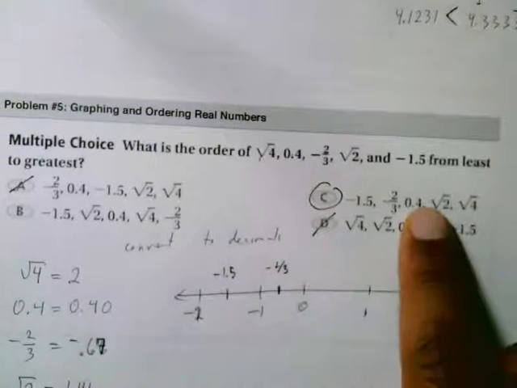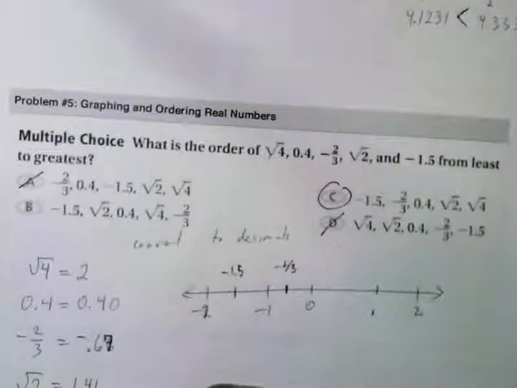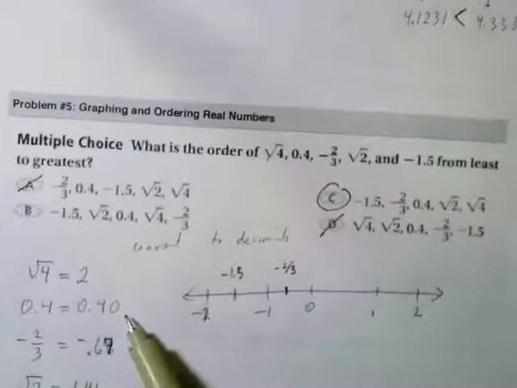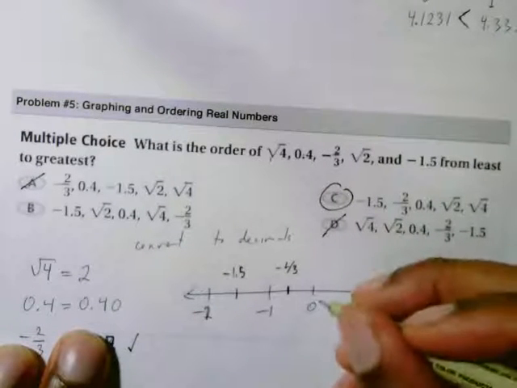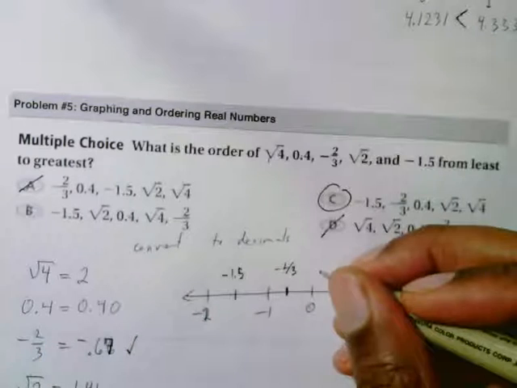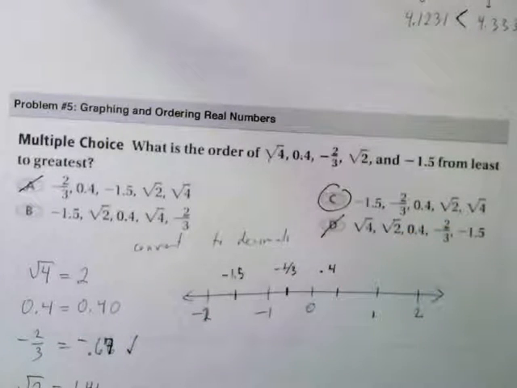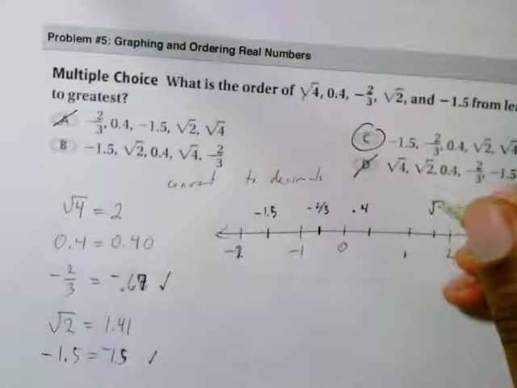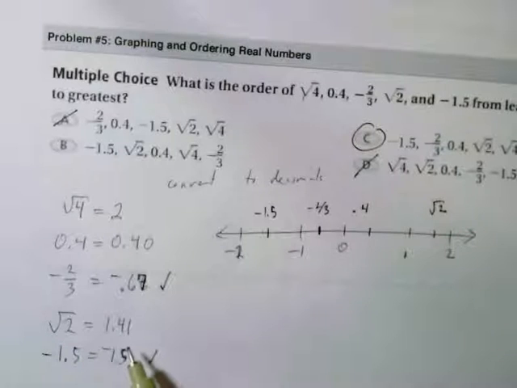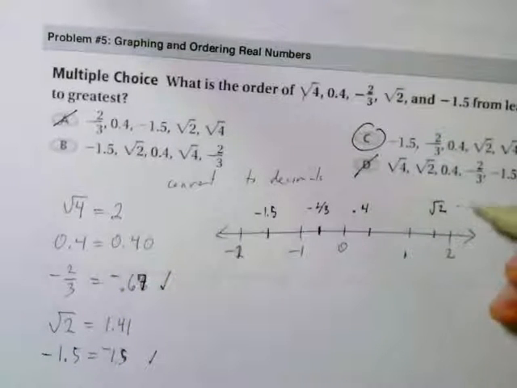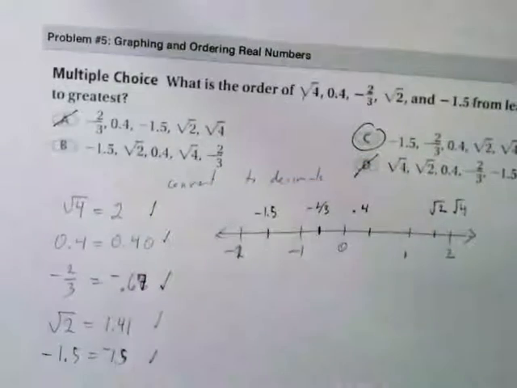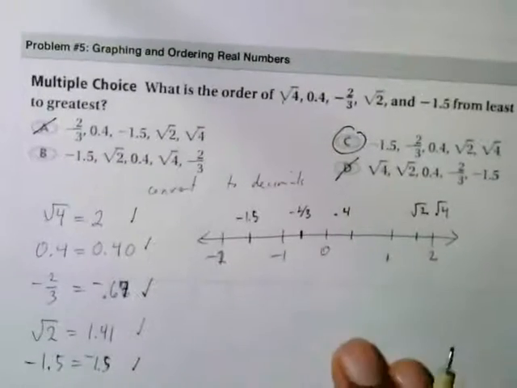If I want to keep on going, I can keep on going. Okay, I've already graphed this one. I graphed this one. Now we have positive numbers. So now we have 2 and 0.4 and 1.41. I'm going to graph 0.4, so it's between 0 and 1. This is 1.41. So that's about here. Square root of 2. And this is 2. I've graphed them all, and I still match up with choice C.